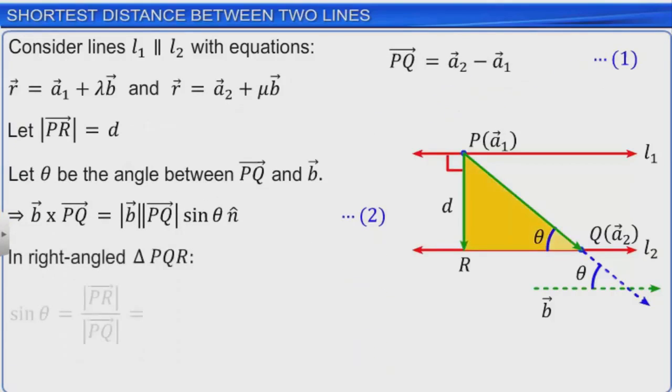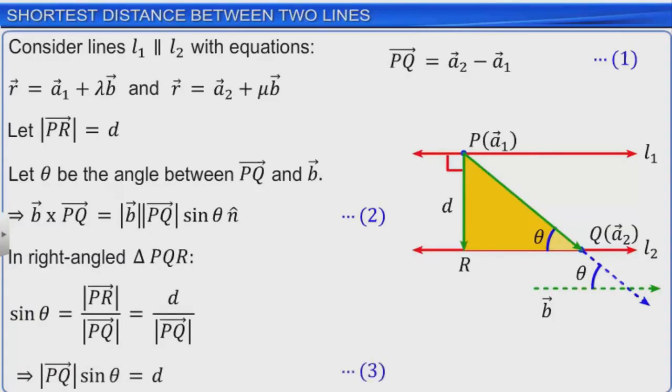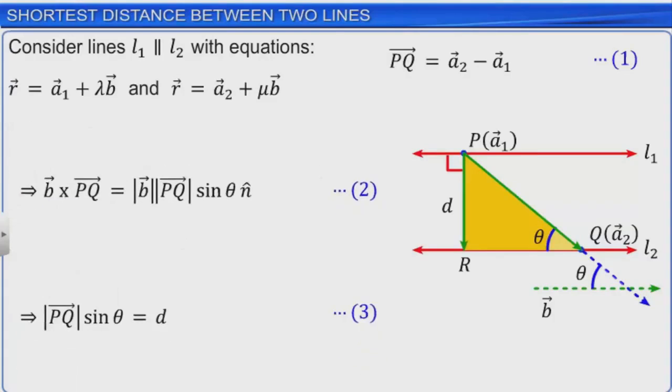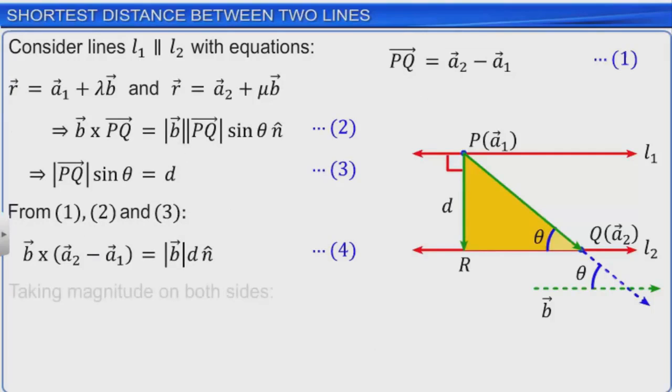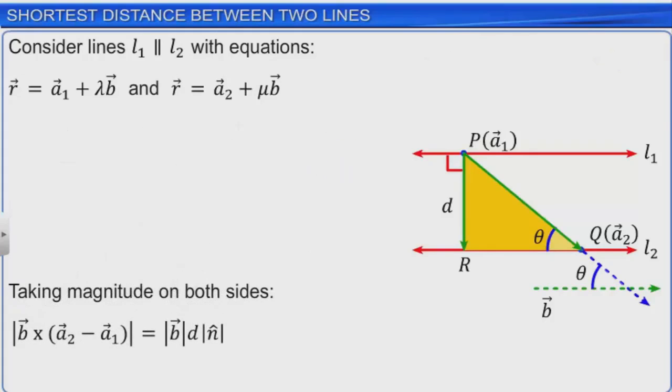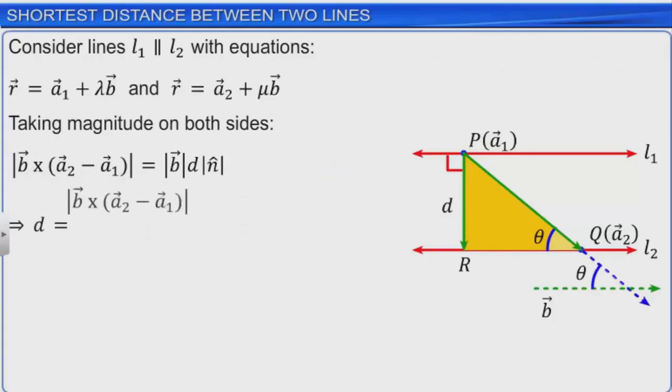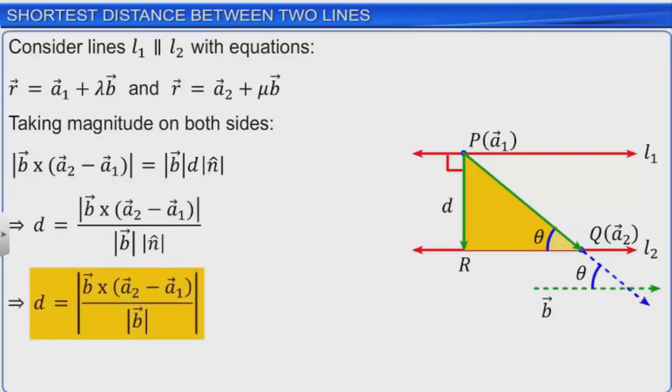Substituting the value of modulus of vector PR in the equation for sin theta, we get equation 3 as shown. Substituting the values from equations 1 and 3 in equation 2, we get equation 4 as shown. Taking the magnitude of the terms on both the sides of equation 4 and simplifying, we find the equation for the shortest distance between parallel lines L1 and L2.